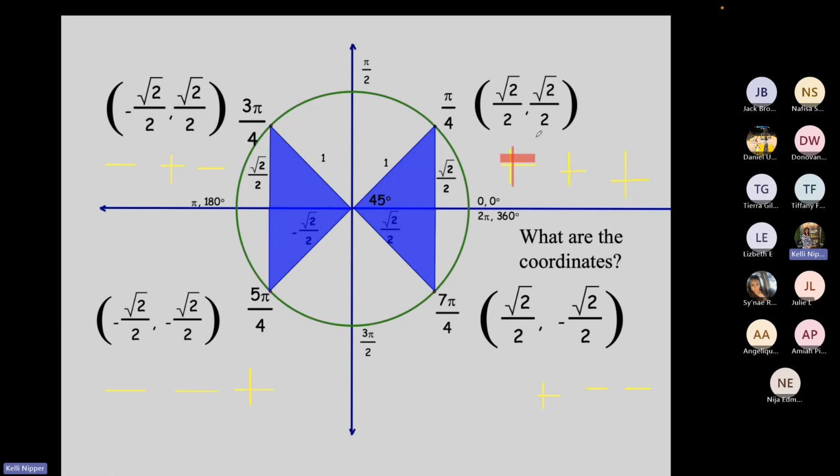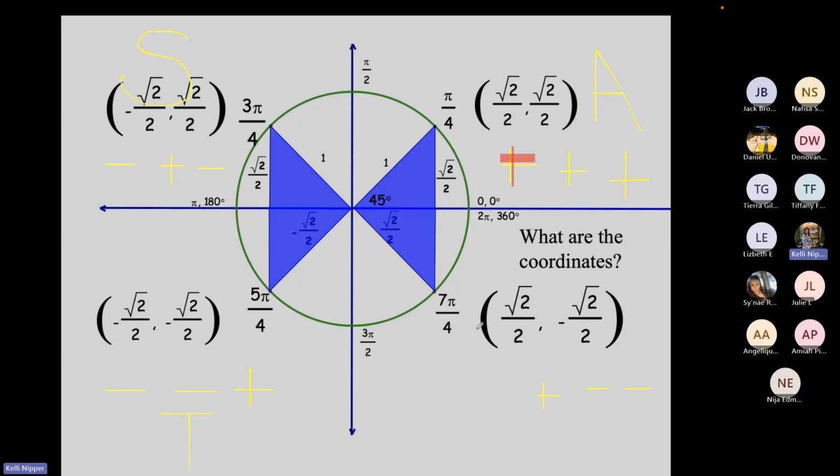So what we see here is that all three of our basic trig functions are positive here. Everything's positive. And in this one, only sine is positive. And this one, only the tangent is positive because cosine and sine are negative.